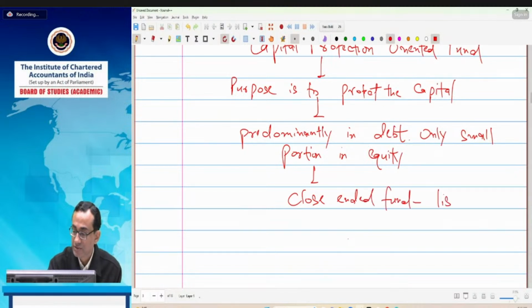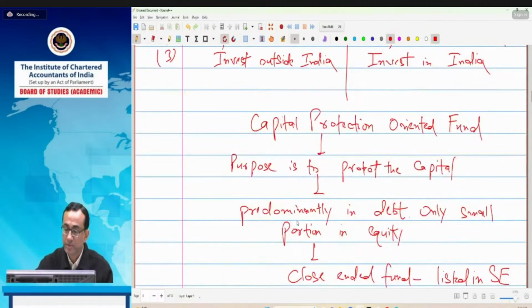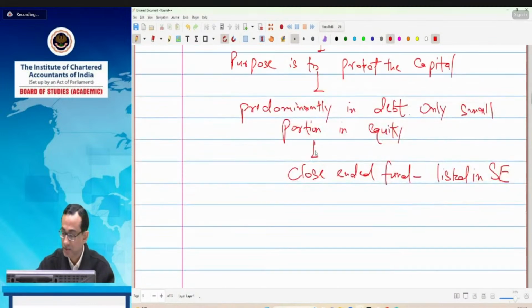Therefore, it is also listed in the stock exchange. So basically, capital protection oriented fund, the purpose is to protect the capital. Since the purpose is to protect the capital, it predominantly invests in debt. Only a small portion is invested into equity. And these are close-ended funds, and therefore they are listed in the stock exchange also. Now come to gold funds.